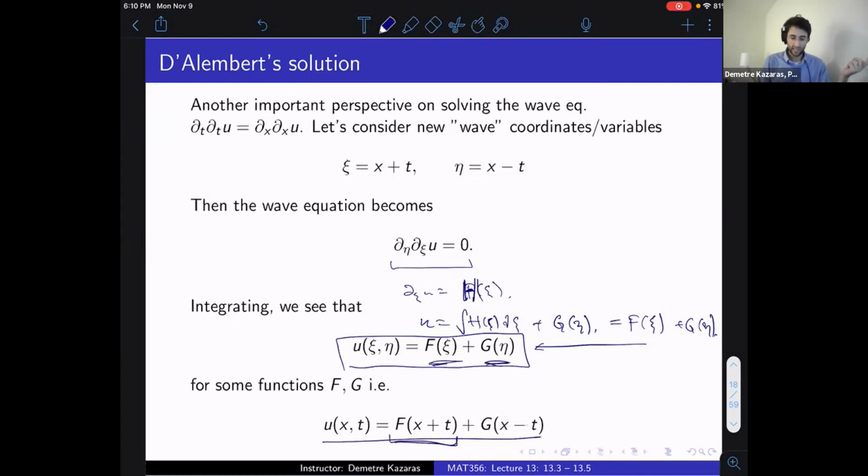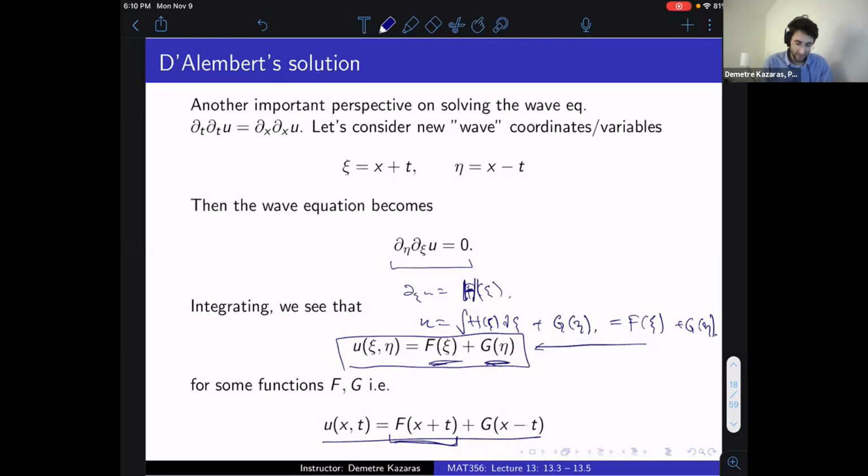U has to look like this, and we've done no boundary conditions at this point. That's the dicey thing. We've totally ignored any boundary conditions. That's the downside of this method. But we've solved the heat equation. This is what it looks like.